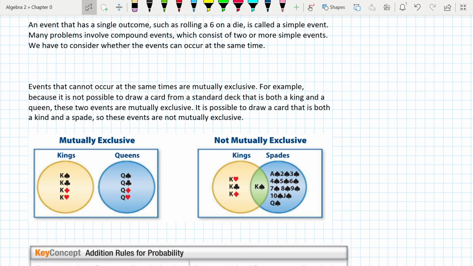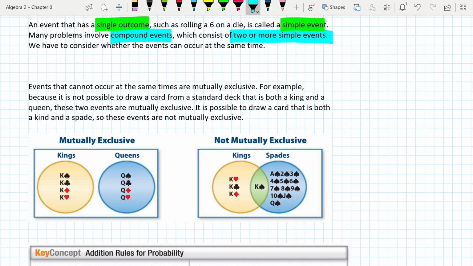When an event has a single outcome, like rolling a six on a die, or flipping a coin and getting heads, we call it a simple event. It's got a single outcome. So that's a pretty simple scenario, and you can learn a lot from that. But you also have something called compound events, where two or more simple events are happening.